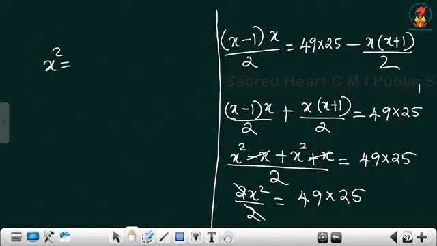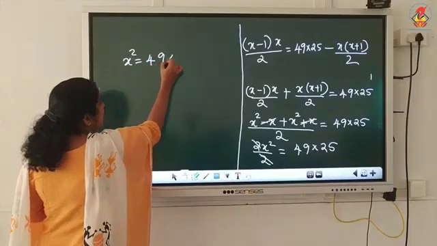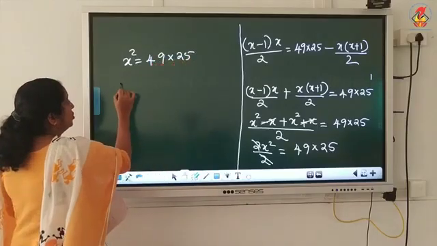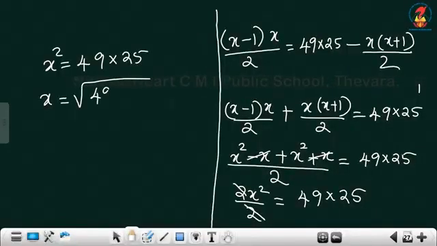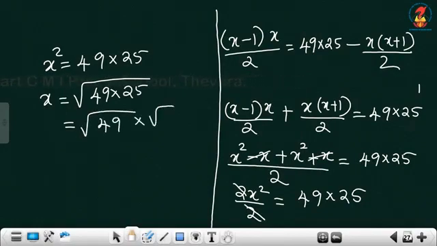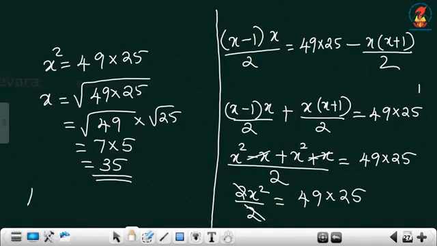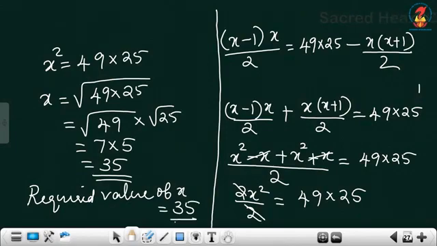So x square is equal to 49 into 25. So x is equal to root of 49 into 25. So it is equal to root of 49 into root of 25, which is equal to 7 into 5, 35. So the required value of x is equal to 35.